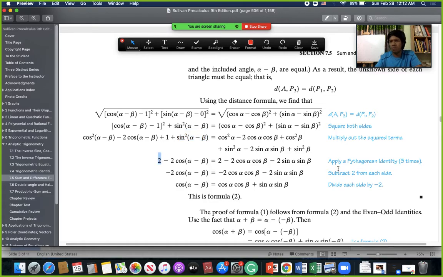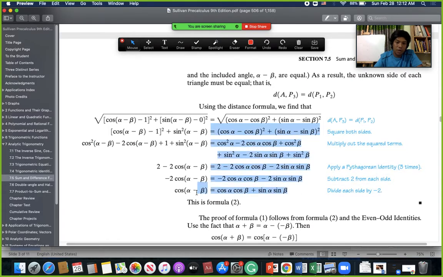The remaining other calculations I have looked at, and I think you will easily understand. Just this one thing, and all other things are actually written here. This is the distance formula, then square both sides. If you square both sides, then the square root will be cancelled out, then multiply out the square terms, like the (a plus b) or (a minus b) whole square. In this case, (a minus b) whole square. Pythagorean identity three times for connecting them. Then subtract 2 from each side. Divide. So all the things are written here also, if you are interested.